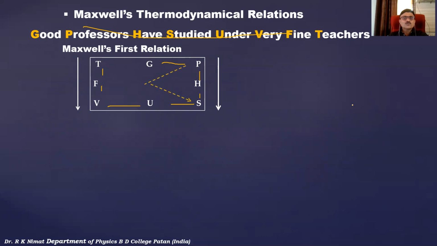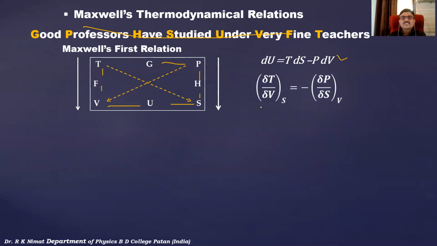So draw these two because you have to remember at which variable to be kept constant. So this is the first relation which is derived by using the first thermodynamic potential, change in internal energy. So how can you write? First of all, you write this delta T by delta V at constant S. So you can write the equation like this: delta T by delta V, arrow in downward direction, at constant S.